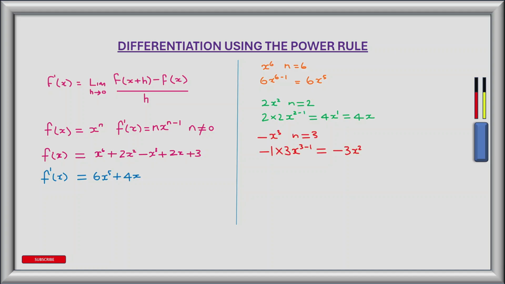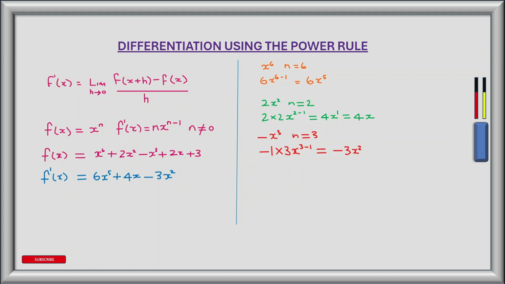Now let's take the third term, minus x cubed, where n is 3 in this case. Let's think of this term as having a coefficient of minus 1. So applying the power rule, we multiply this coefficient by n, which in this case is 3. We then multiply that by x to the power of n minus 1. So n minus 1 in this case is 3 minus 1. That gives us minus 3x squared. We can now add this third term to f prime x. So once we've added this, f prime x is now 6 times x to the power of 5 plus 4x minus 3x squared.